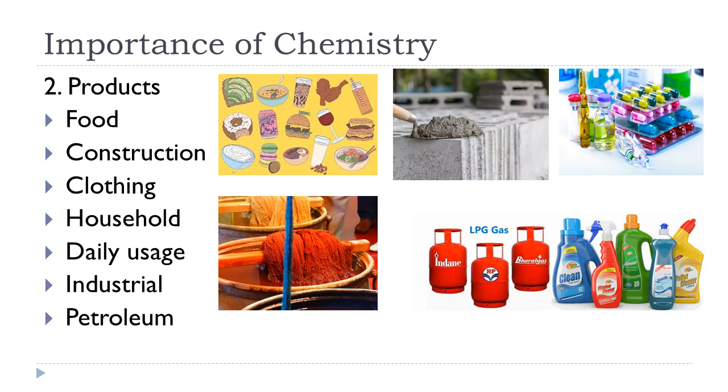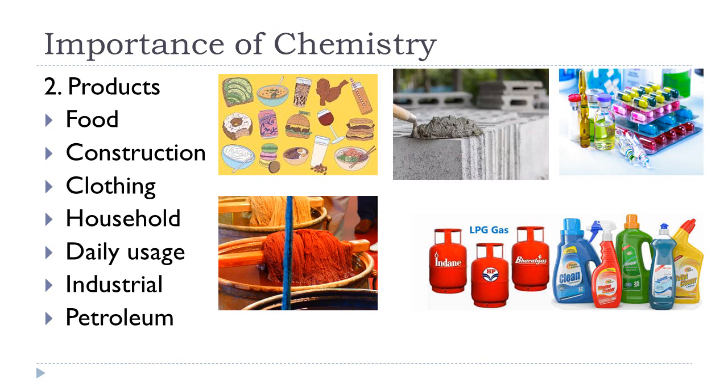Next one, importance of chemistry in products. Chemistry plays an important role in products. Knowledge of chemistry has initiated production of different products. First one, food. Refined oils, butter, cheese, etc. are obtained through chemical reactions.